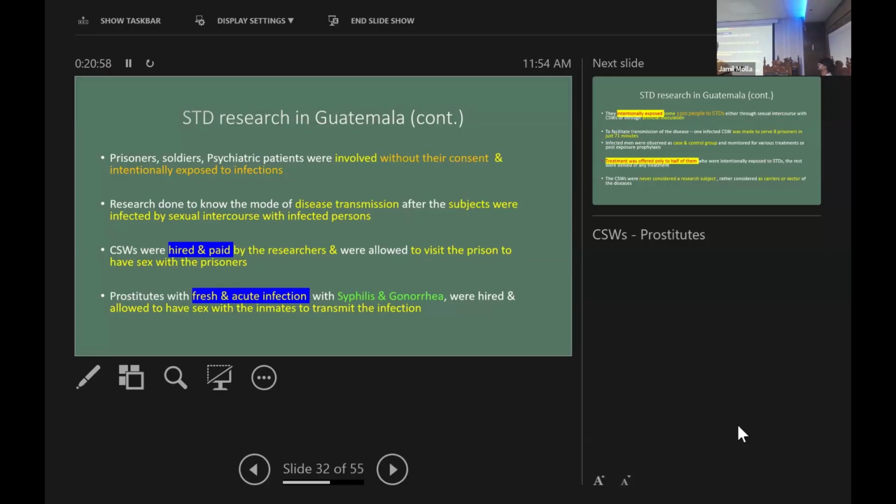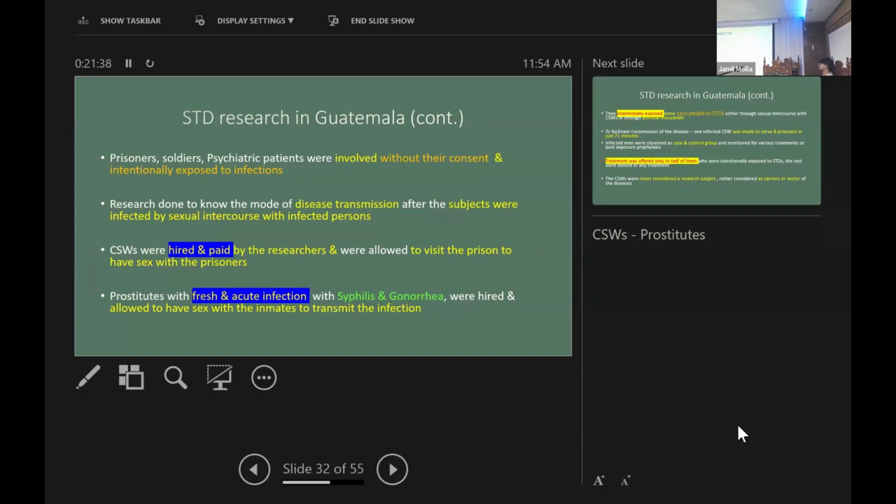So the commercial sex workers were hired by the researchers, who used to pay them for their service. These sex workers were allowed to enter the prison and have sexual relationships with the inmates. Ultimately, after having sex with these commercial sex workers who are carriers of syphilis and gonorrhea, the inmates also developed the disease. This is the way, by some deliberate and paid kind of service, the inmates used to get syphilis and gonorrhea.